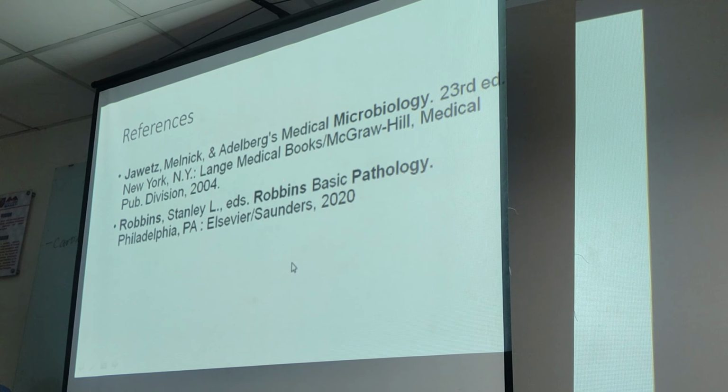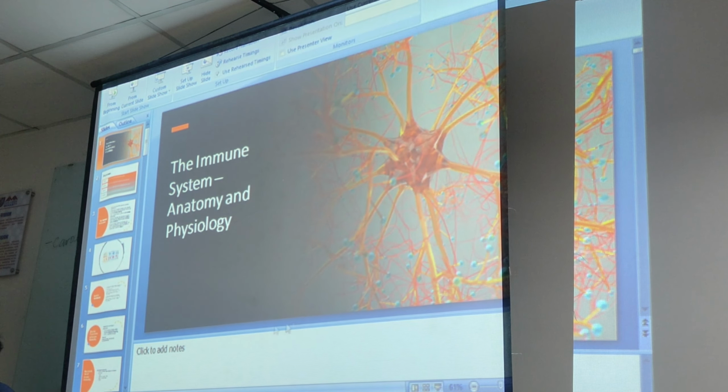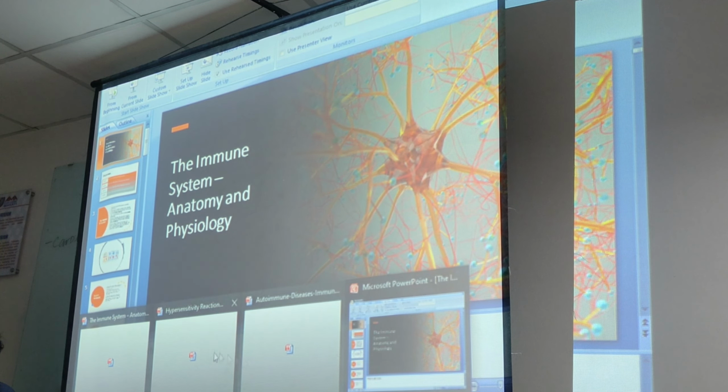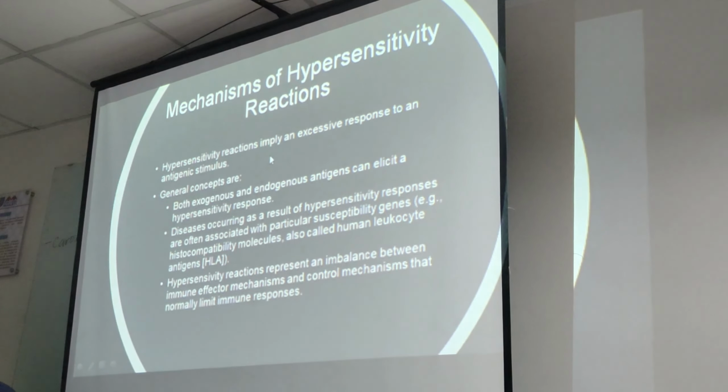That's the first PowerPoint. So let's move on to hypersensitivity reactions. So hypersensitivity reactions imply an excessive response to an antigenic stimulus. The general concepts are the following. So both exogenous and endogenous antigens can elicit a hypersensitivity response. So diseases occurring as a result of hypersensitive responses are often associated with particular susceptibility genes. And hypersensitivity reactions represent an imbalance between immune effector mechanisms and control mechanisms that normally limit immune responses.